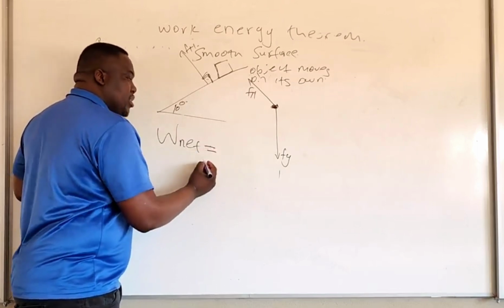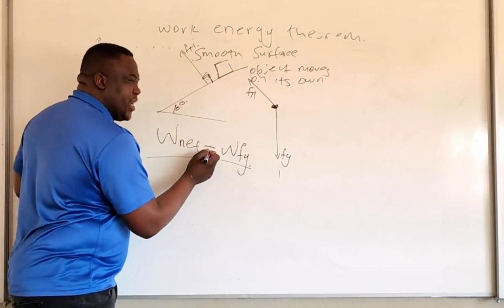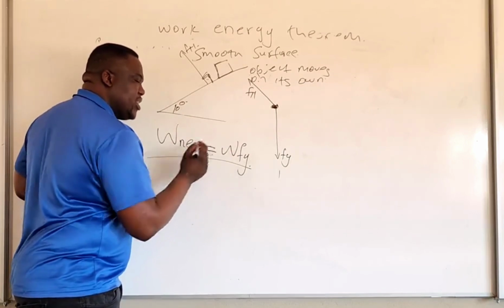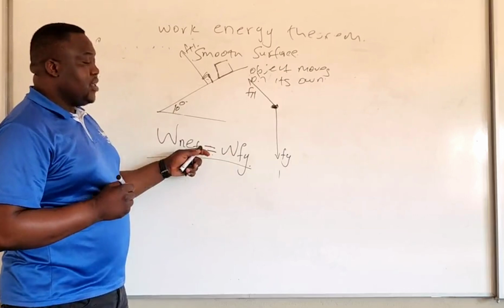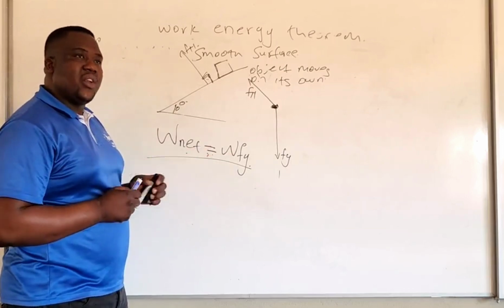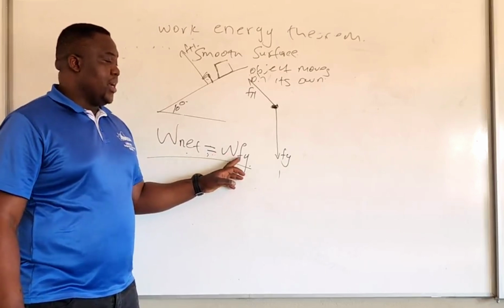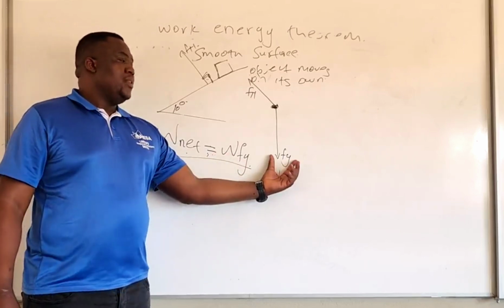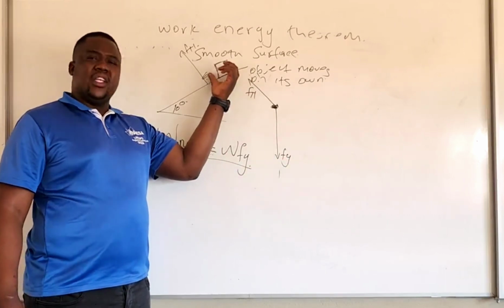It means work net is equal to the work done by gravitational force. You don't claim that work net is equal to the work done by gravitational force. There is no formula which says this. It differs with scenarios. Why am I saying work net is equal to the work done by gravitational force? It's because there is only gravitational force which can do work on this object.